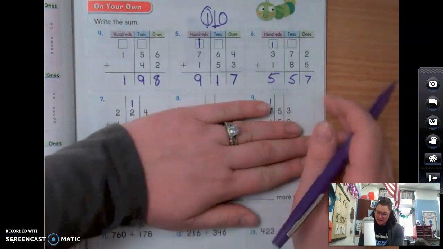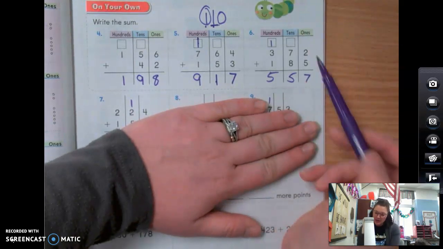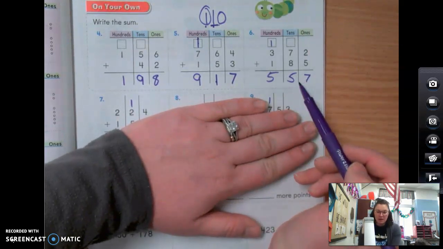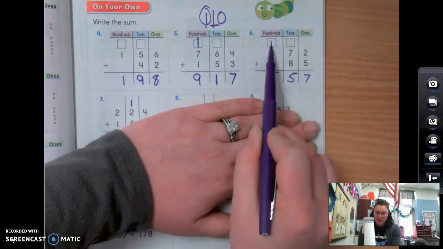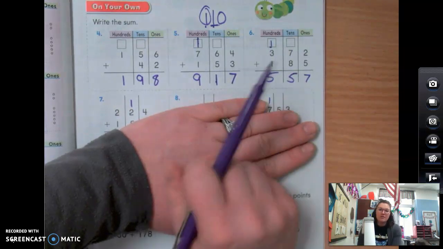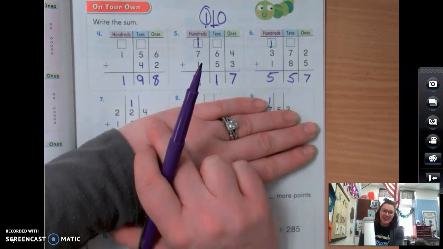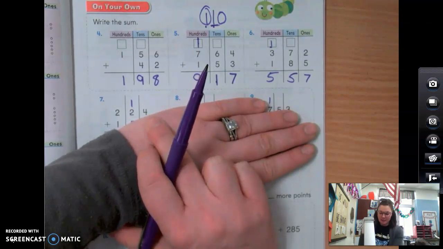Okay, so in number 6 here, we add 2. There was some regrouping, but not in the 1. So 5 plus 2 is 7. 7 plus 8 wasn't just 5, it was 15. So I put my 5 here and my 1 up here. And then 1 plus 3 plus 1 equals 5, 557. Did you get that? If you didn't, pause the video, fix it, and then start the video back up.